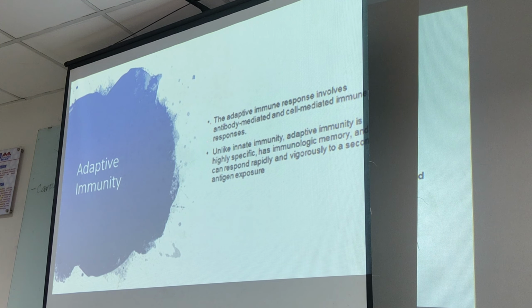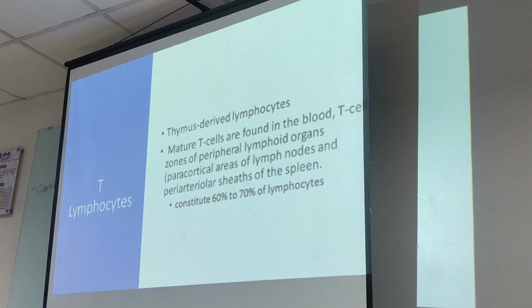Now let's go to the adaptive immunity. The adaptive immune response involves antibody-mediated and cell-mediated responses. Unlike innate immunity, adaptive immunity is highly specific, has immunologic memory, and can respond rapidly and vigorously to a second antigen exposure. Now, the important modulators of the adaptive immunity would be your T and B cells. Let's start with T cells first.